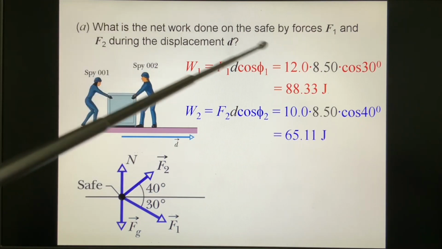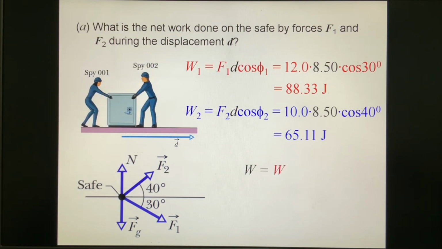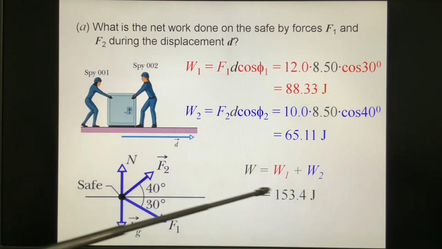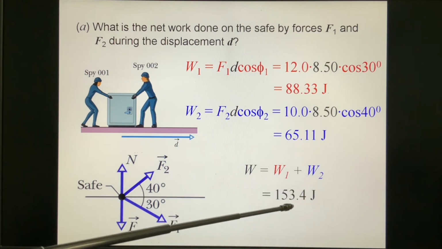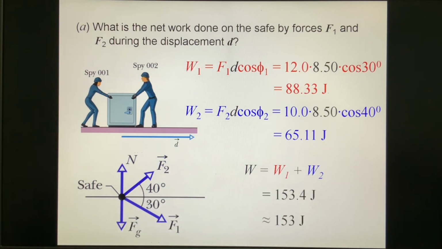The net work done on the safe is the two put together. We take three significant figures as given, so it's 153 joules.